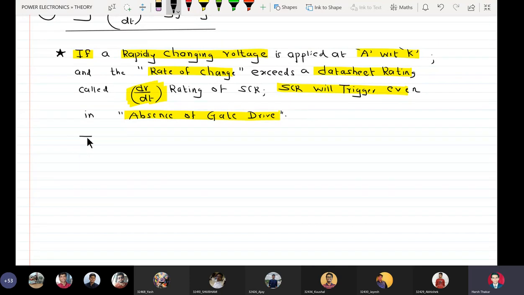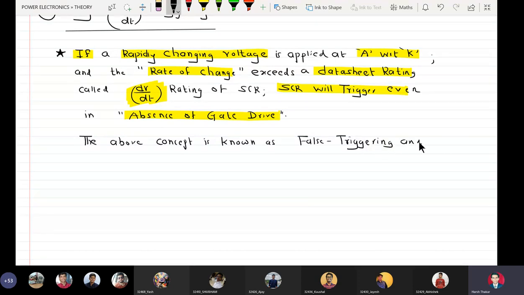So I can say the above concept is known as false triggering and is undesirable.